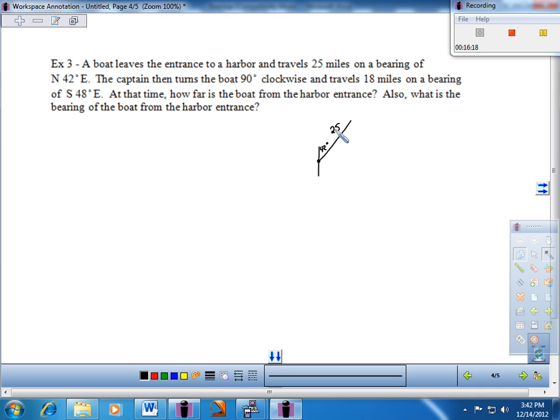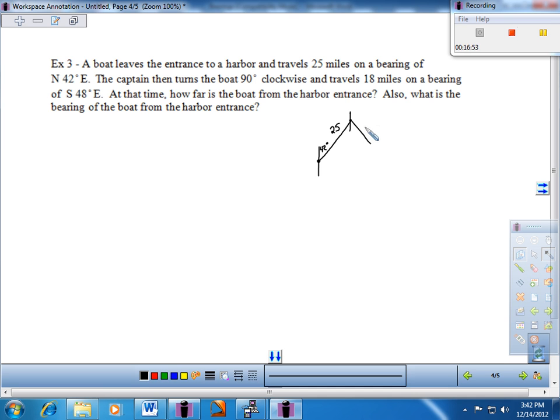Now, again, just based on the way this works, we stop. So I'm going to draw myself another north-south line. If you could do the same, that would be great. And as it says, we're going to turn conveniently clockwise, so it looks like we're going to head down here. But it says 18 miles on a bearing of 48 degrees east of south. So here I am, everybody, and here's my south axis. I'm going to rotate 48 degrees east of south. So we're going this way, and I'm going to now follow that bearing for 18 miles.